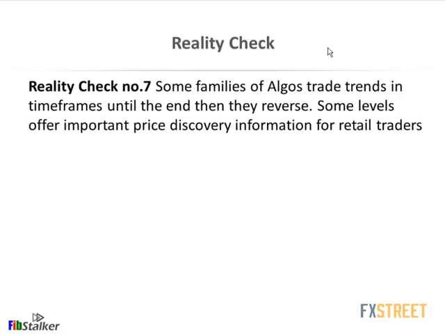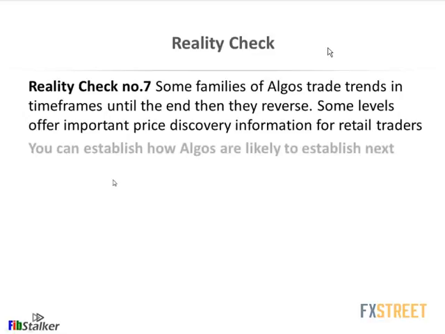So some of these levels are very, very important also for price discovery. And I define price discovery in a slightly different way, which is really information that we can gather from price that can help us to understand what happens next. Price discovery typically is defined as price going to fish for new price levels in order to see whether there is participation. But we can do a different type of price discovery, trying to understand what happens when an algorithm fails one of those levels that I showed you before. You can establish what algos are likely to do next.